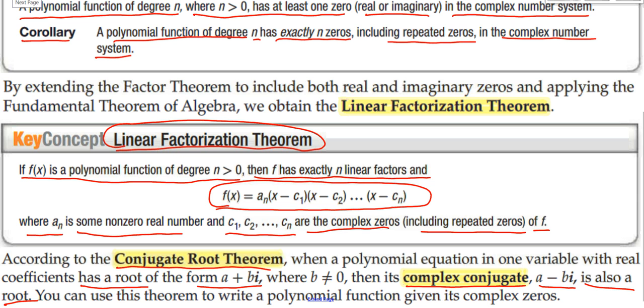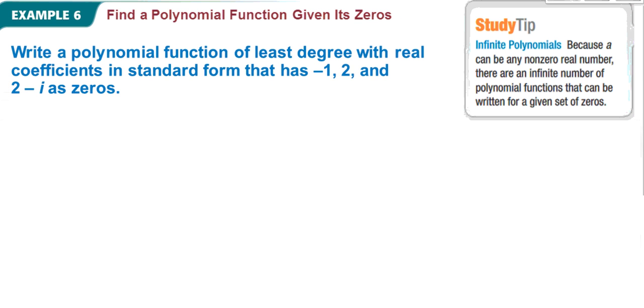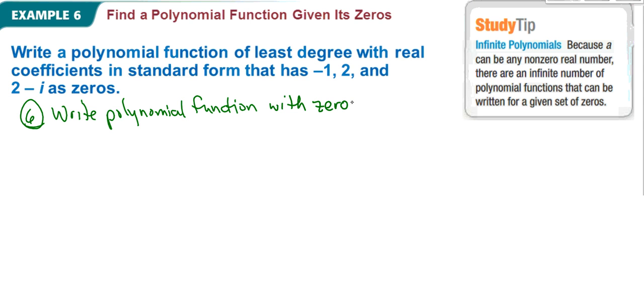Now, moving on, this is number 6, and the directions are write a polynomial function of least degree. I'm not going to write that down, but you can. With real coefficients in standard form that has -1, 2, and 2 minus i as zeros. With zeros, I'll put a colon there, maybe -1, 2, and 2 minus i.